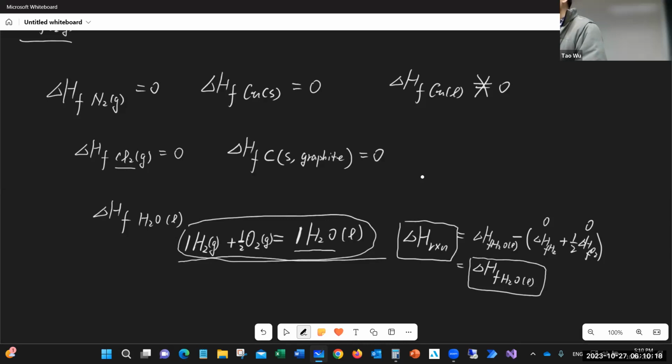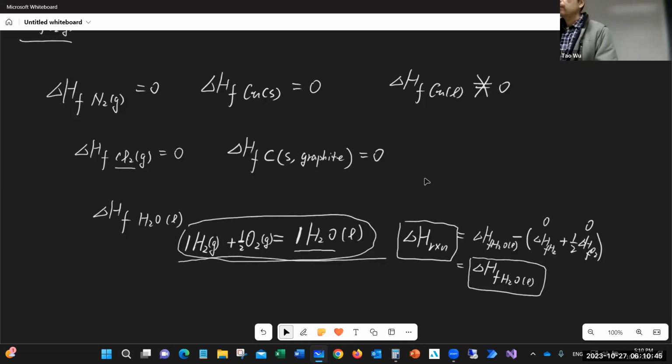Then you will figure out the enthalpy of formation. This is also where the scientists start collecting the data. They start working on those simple reactions, and then collect the enthalpy of formation of those reactants and products, and then they can record the numbers. Then later they can use the enthalpy of formation of water for the other reactions.